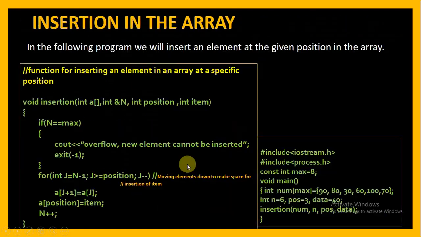You can see the loop again. We are saying the same thing here: j is equal to n minus 1, j greater than or equal to position which we have sent here, and j minus minus. Until j is less than position, this loop will continue and all the elements will be shifted one step down. And at the end, we are saying a[position] equal to item. The space has been made for this item and it will be inserted in the array, and then I am incrementing n also. The number of elements has incremented by 1.